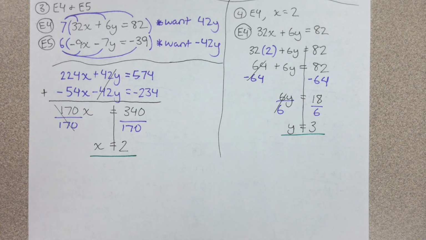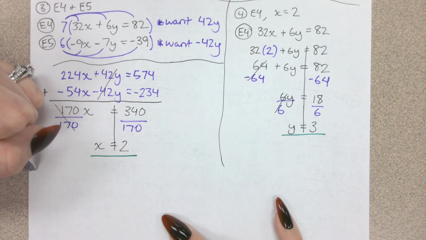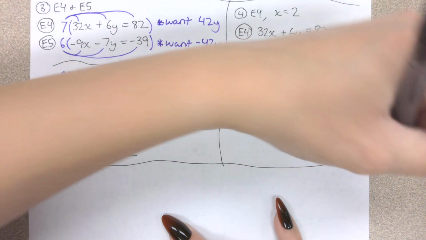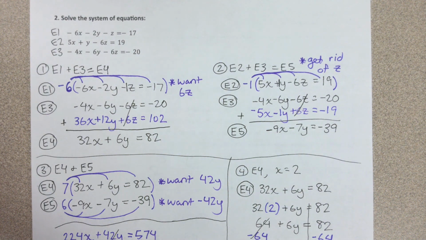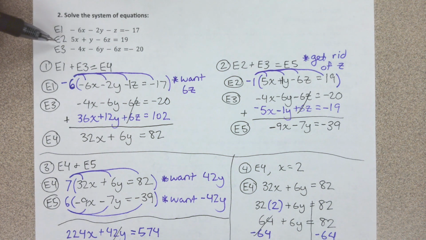All right, we're basically done. We just need to find our last letter, which is Z. So we go back to one of the original 3 equations, E1, E2, or E3, and we're going to solve for Z. And I like E2. I like it has more positives than any other equation, so I'm going to go with that.